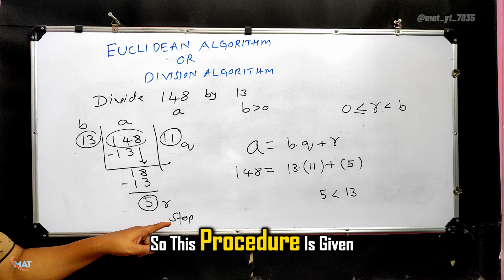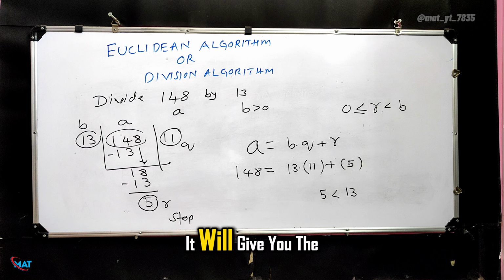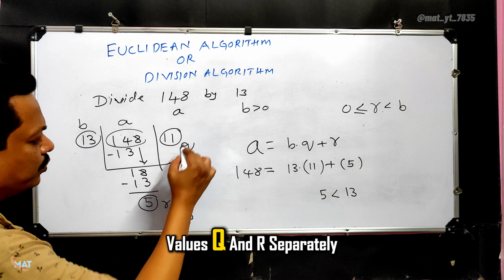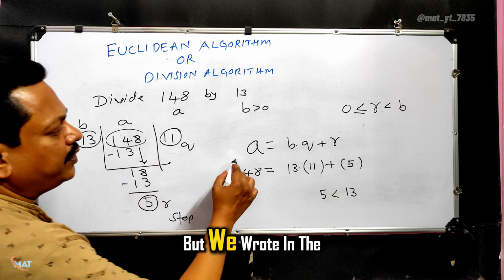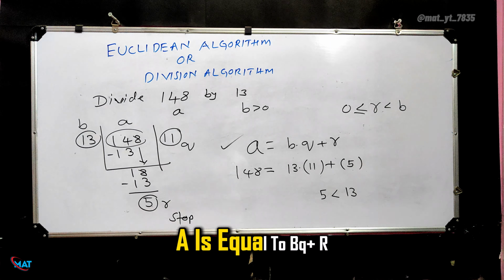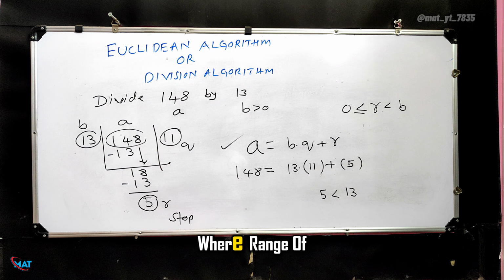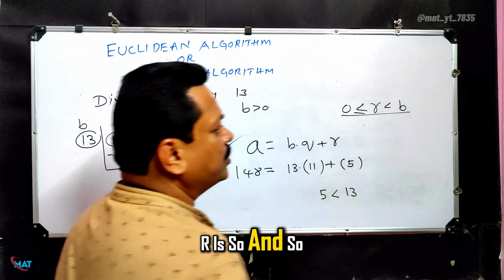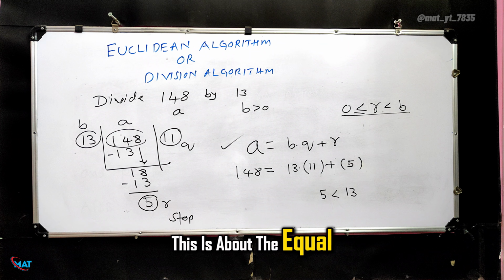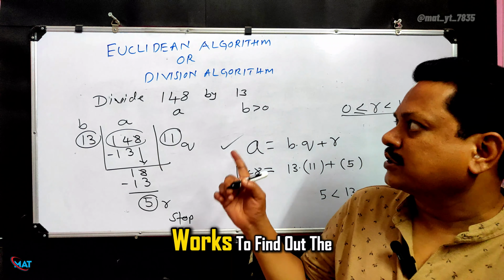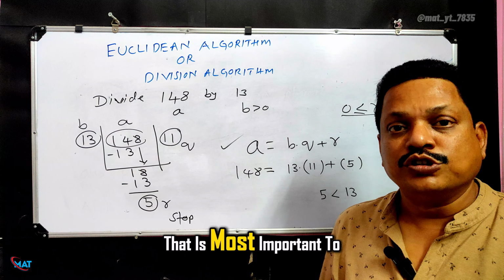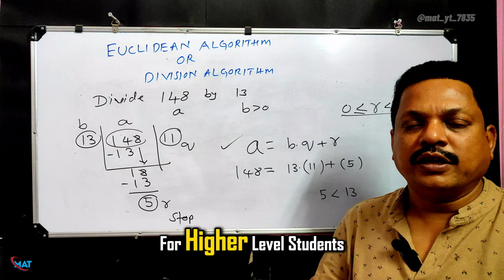So this procedure is given to a computer. It will give you the values Q and R separately. Same thing, the old pattern only, but we wrote it in the form of an equation: A is equal to BQ plus R, where the range of R is so and so. This is about the Euclidean algorithm. In the next video, we will see how this algorithm works to find the GCD. That is most important to know for higher level students.